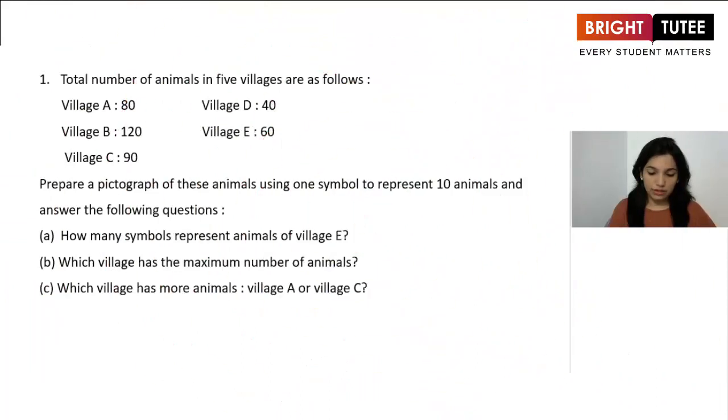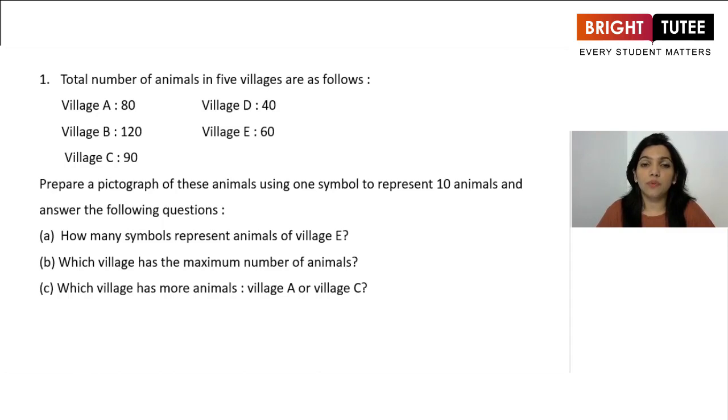Now moving ahead, it's a very simple lesson to learn. It is fun to solve it. However, you just need to be careful with the numbers, then you're good to go with it. It says the total number of animals in 5 villages are as follows. So in village A, there are 80 animals. In B, there are 120 animals. In C, 90. In D, 40. And in E, 60 animals are there.